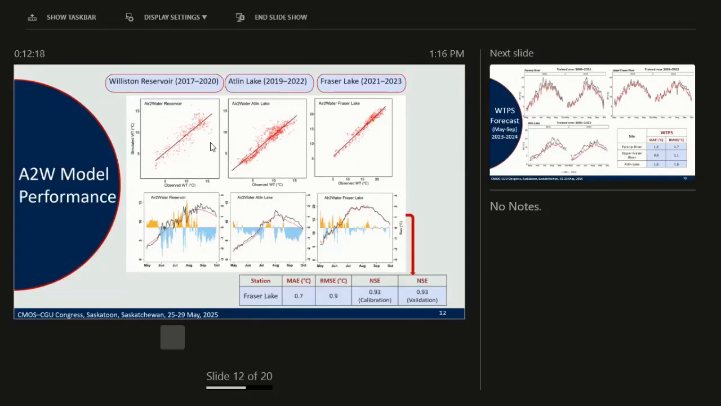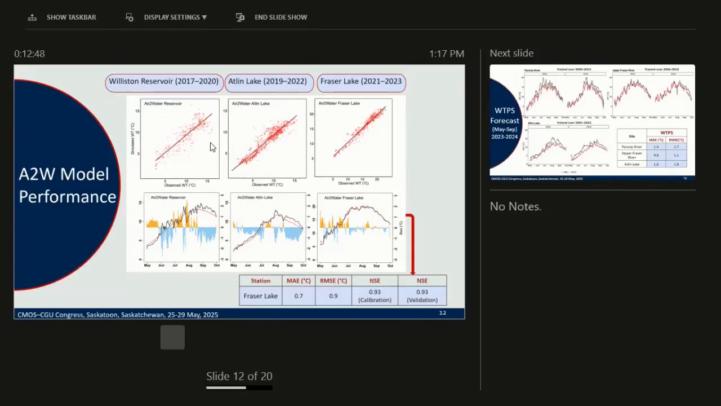But for the Fraser Lake, where they used a sensor attached to a buoy at the surface, it was able to capture all the daily variation. So it means that it's not fine to always judge the model based on what we see in its application. It's important to look at the data quality.